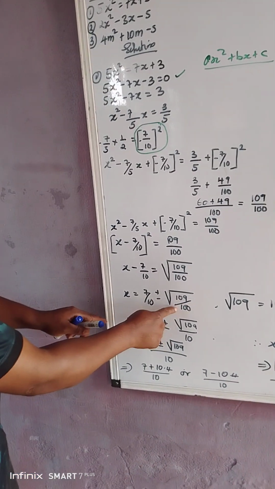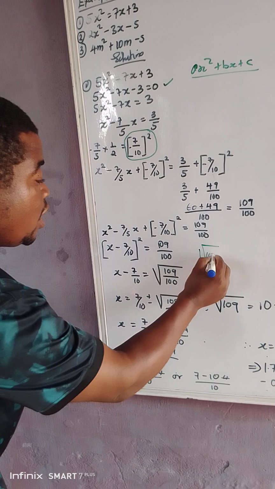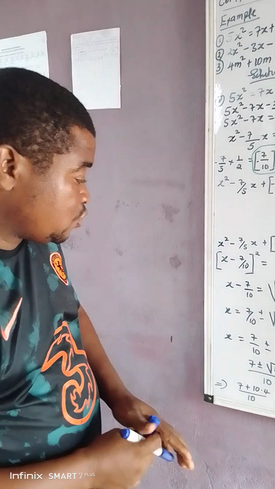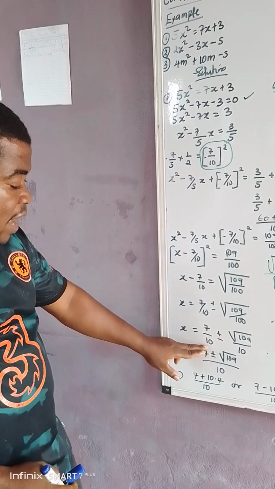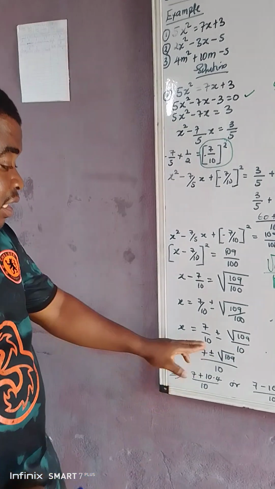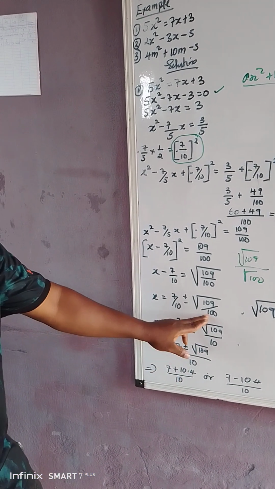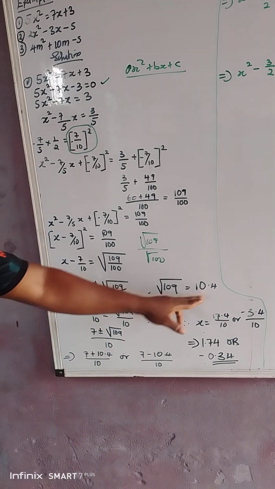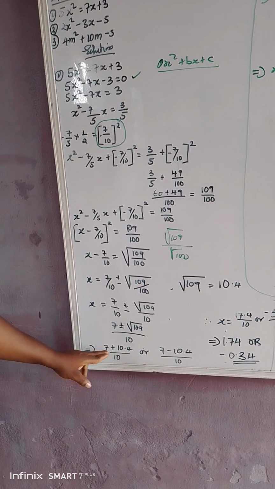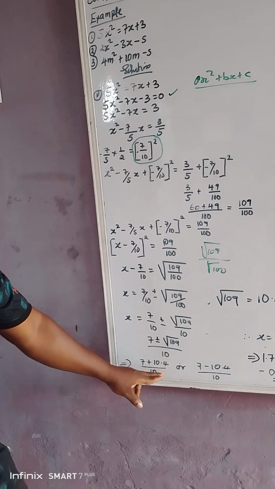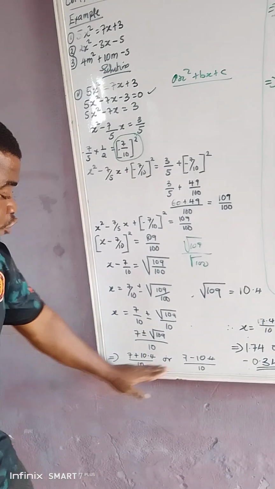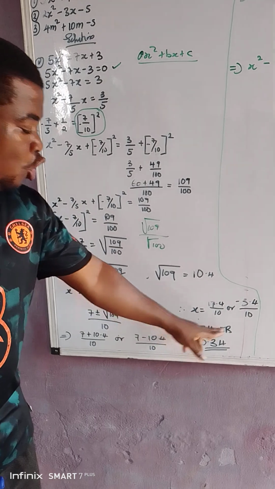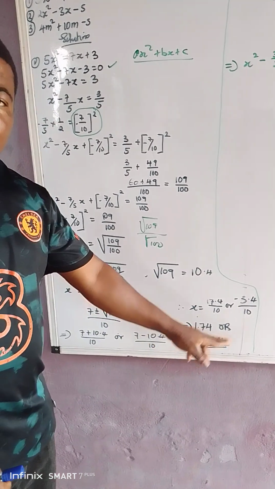Now this is the same thing as saying square root of 109 all over square root of 100. 109 doesn't have a perfect square, but 100 has a perfect square, which is 10. At this point, once you have 10, you know you are correct. Then you split. You have your perfect square for 100 to be 10. But the square root of 109, see it here, is 10.4. That is what you are going to substitute here. You now have 7 plus 10.4 or 7 minus 10.4. If you evaluate this, our answer will be x is equal to 1.74 or minus 0.34. Thank you.